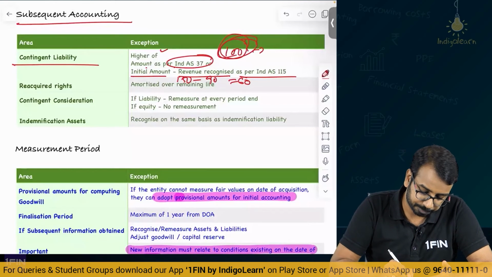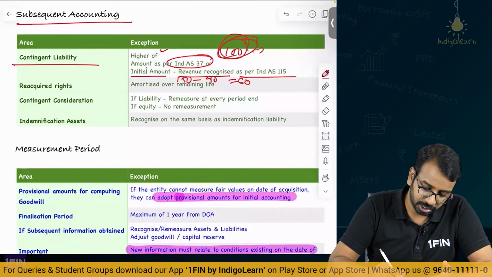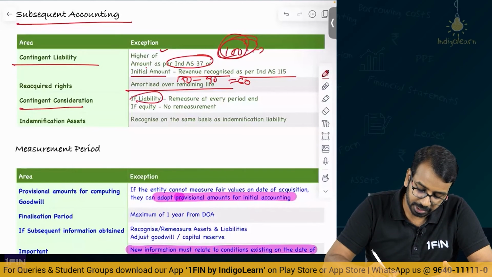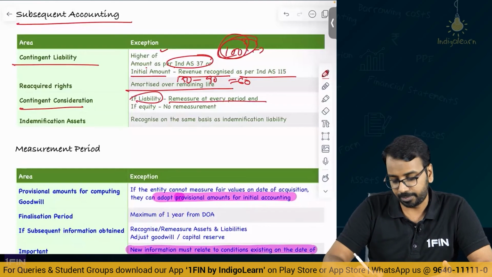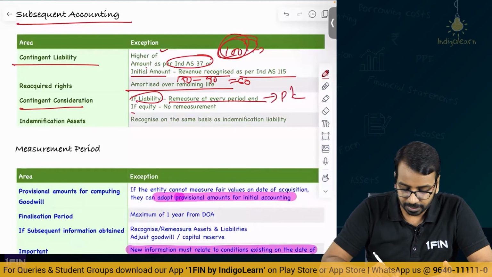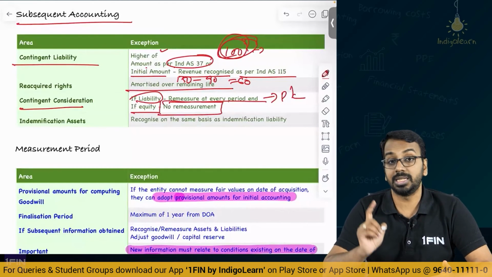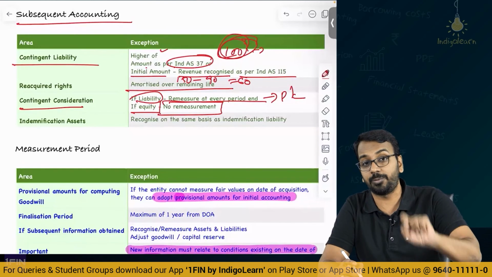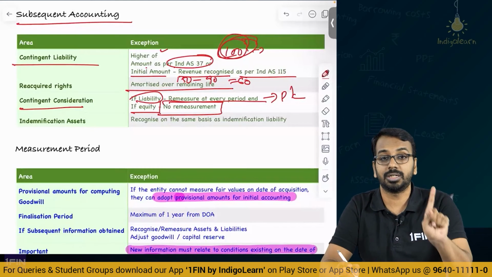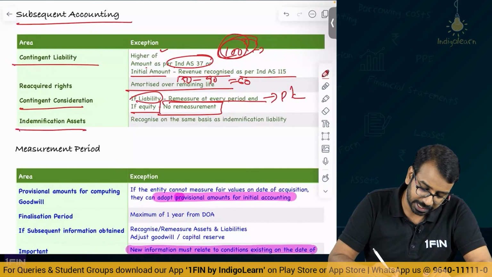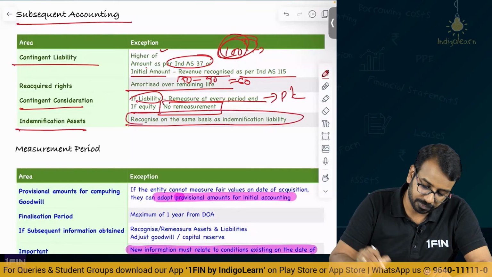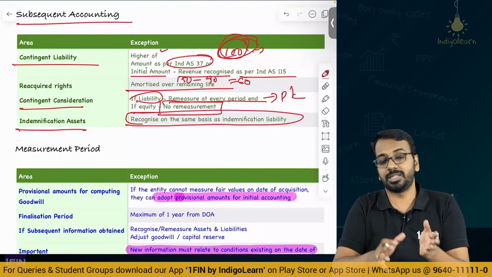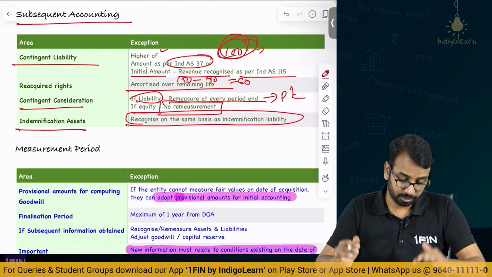Then, reacquired rights, you will amortize over the remaining useful life. Contingent consideration, if it is a liability, you will remeasure at every period end and take it to P&L. If it is equity, no remeasurement. Please keep this in mind. If there is a contingent consideration in the form of equity, you will subsequently not remeasure that part. Then indemnification asset on the same basis as indemnification liability. So, as the indemnification liability changes, on the same basis your indemnification asset should also be changed.